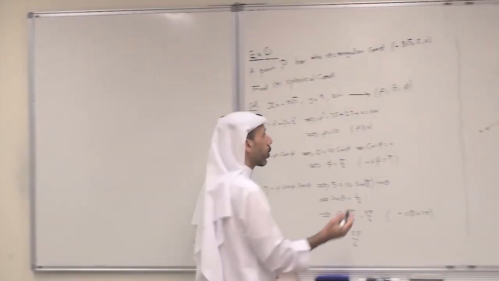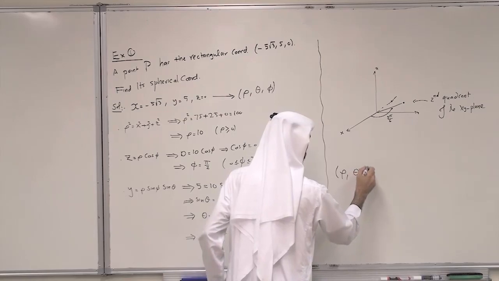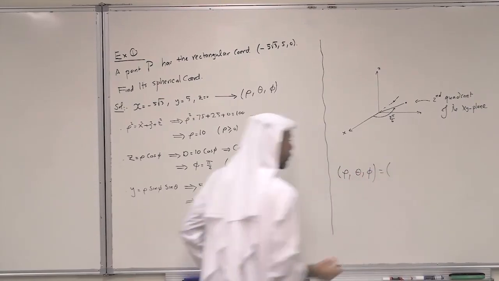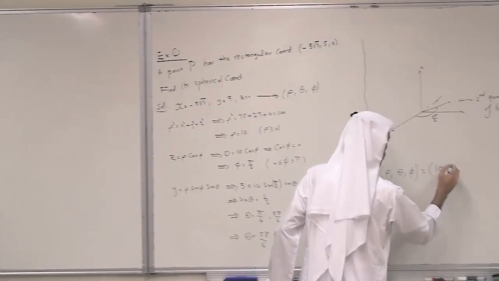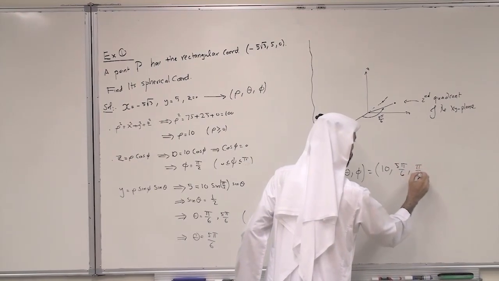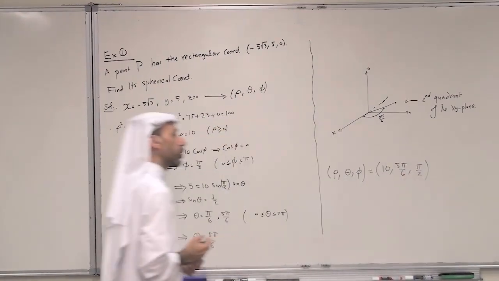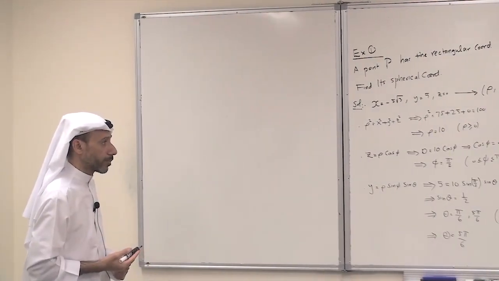So now rho, theta, and phi, the spherical coordinates of the given point, are 10, theta equals 5 pi over 6, and phi equals pi over 2. So these are the spherical coordinates of the given point.